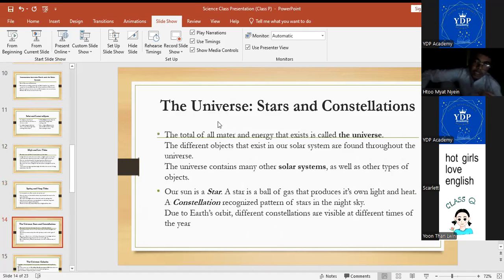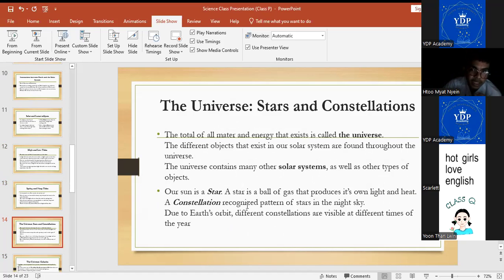The universe, stars, and constellations. The total of all matter and energy that exists is called the universe. The different objects that exist in our solar system are found throughout the universe. The universe contains many other solar systems as well as other types of objects. Our sun is a star. A star is a ball of gas that produces its own light and heat.